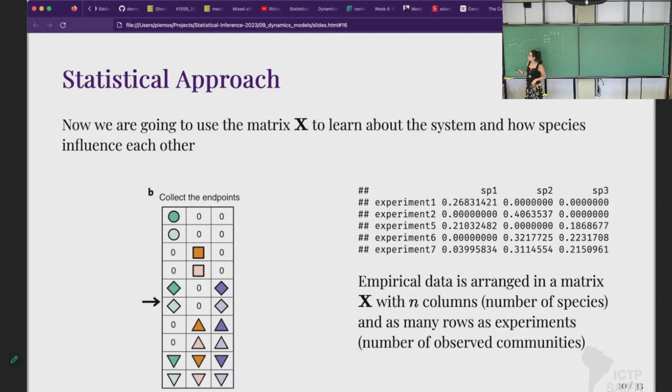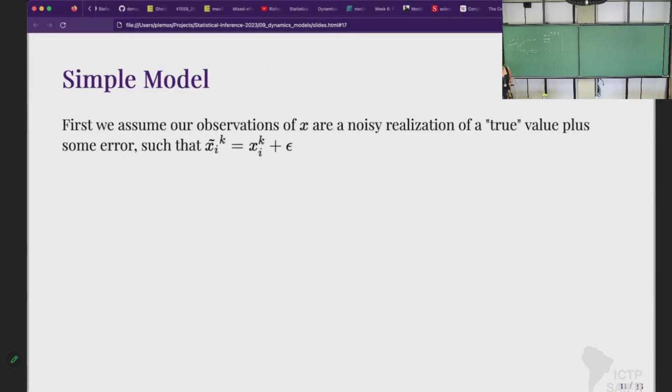You have your measurement for your first experiment, for your second experiment. In your third experiment, you grew species two and three together. This is what our data looks like without the replicates. The simplest model we can do is to assume that these observations, like x1, 0, 0, or x1 again, or 0, x2, make up what we're calling our matrix big X.